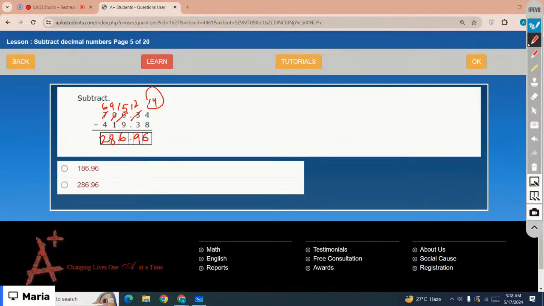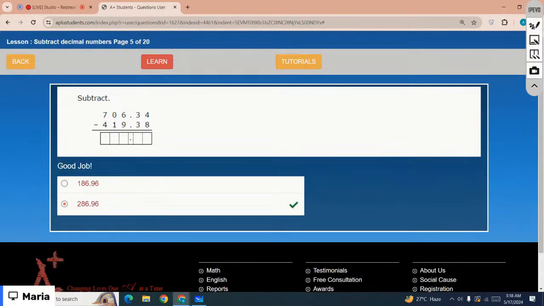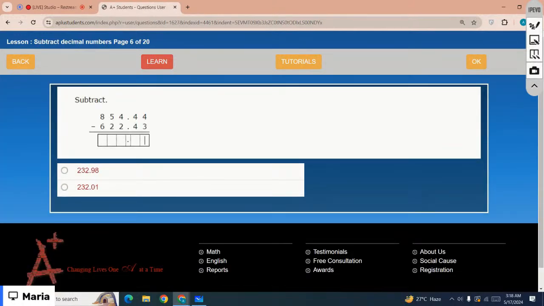The correct option is 286.96. Option number 2 is the correct option, right? 854.44 minus 622.43, which is the correct option?